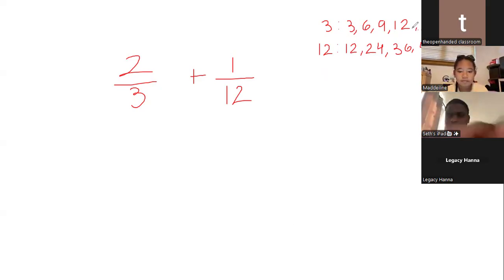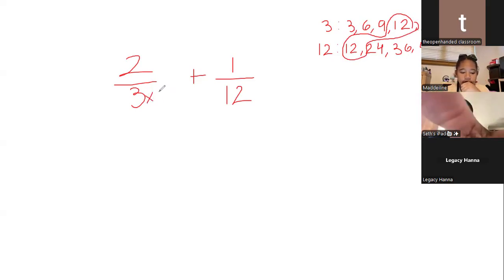12. 12, very good. So we say what times 3 gives us 12? 4. Whatever we do to the bottom, we must do to the top as well.